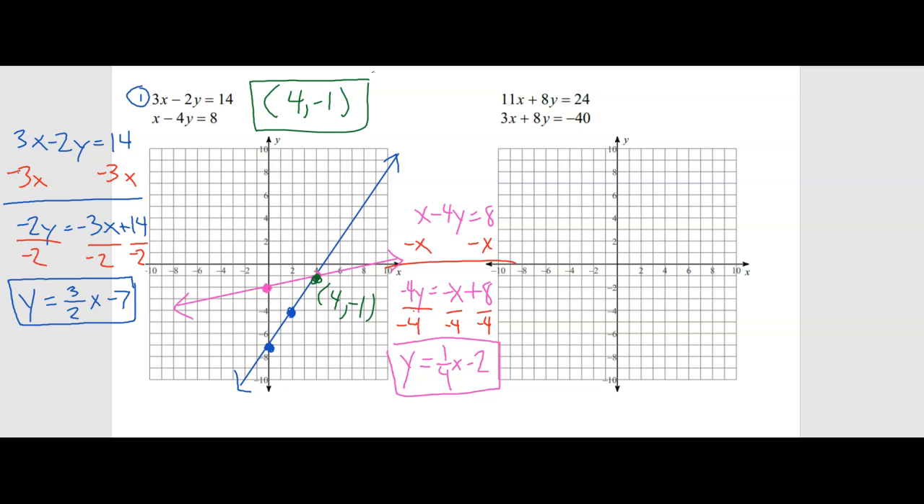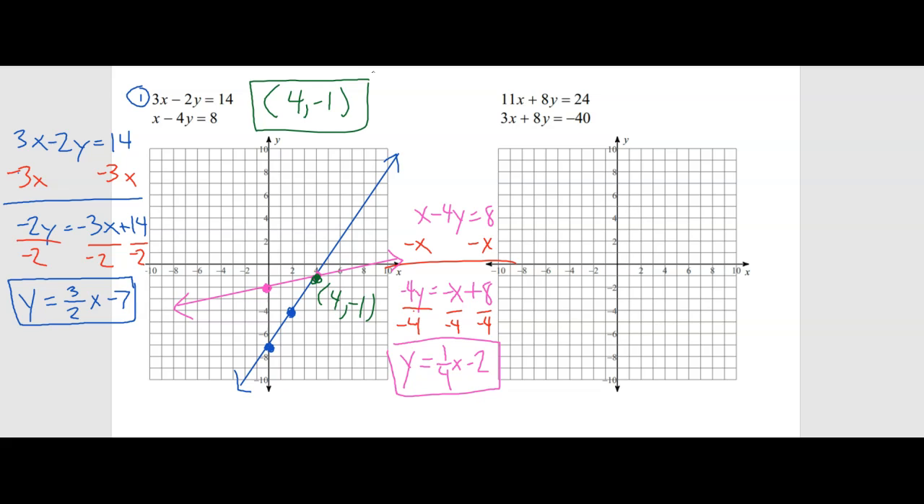Once we learn some other methods, those are also methods that will help us solve problems where the solutions are not integers. Maybe they're decimals or maybe they're fractions. But for today, for this lesson, all of your solutions should be whole numbers or integers. You won't get any fractions or decimals.